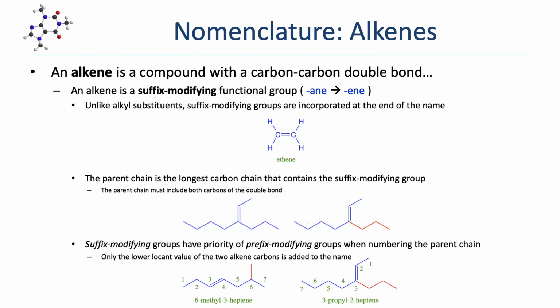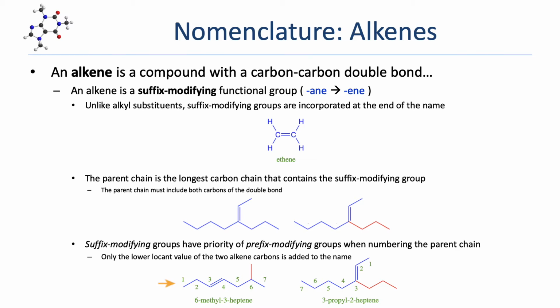So when naming any compound, we start by finding the parent chain, and then we number the carbons of that parent chain. Now, suffix modifying functional groups have a numbering priority over prefix groups like alkyl groups. So what we do when numbering the parent chain for an alkene or any other suffix modifying group is we start on the end of the carbon chain that is closer to the suffix group itself.